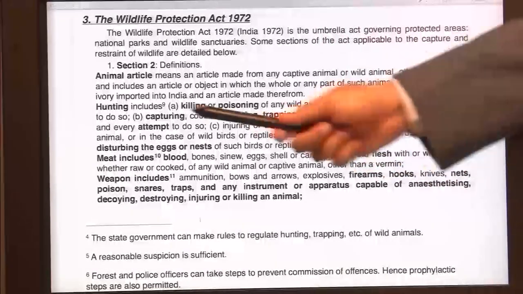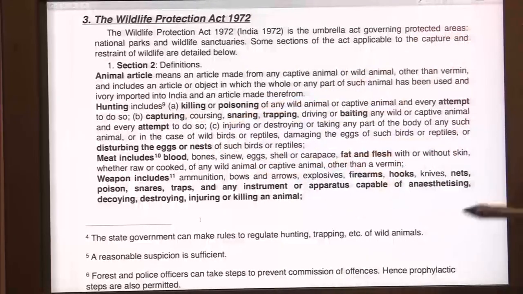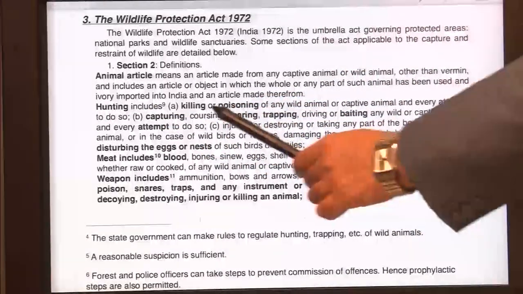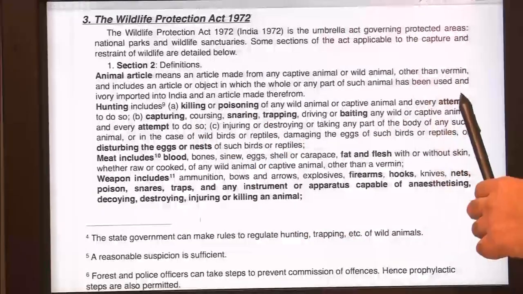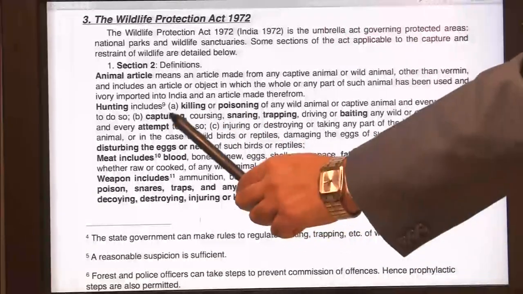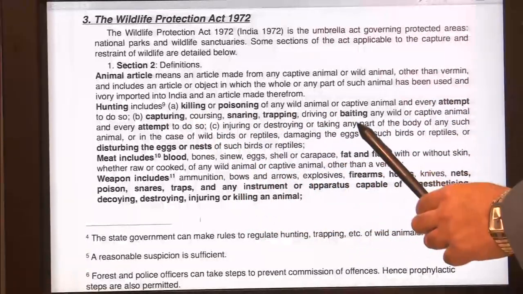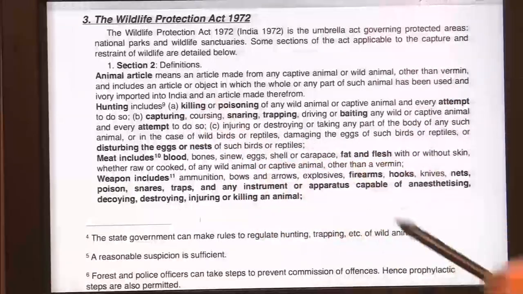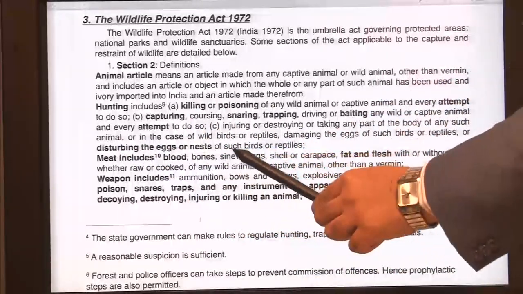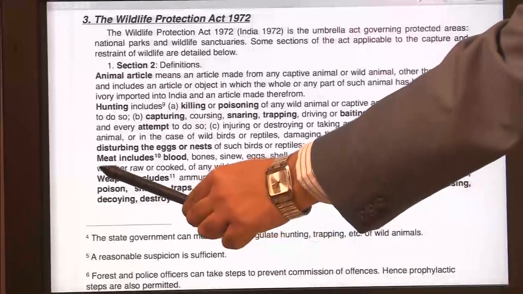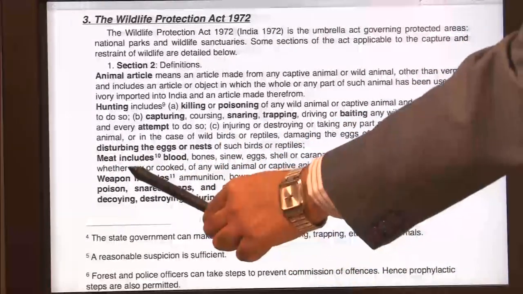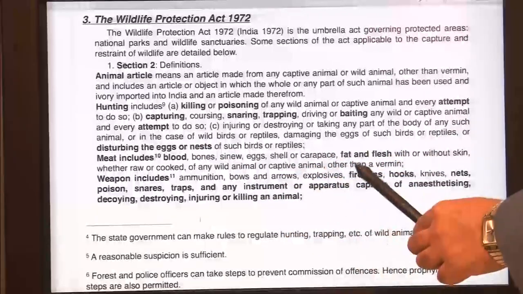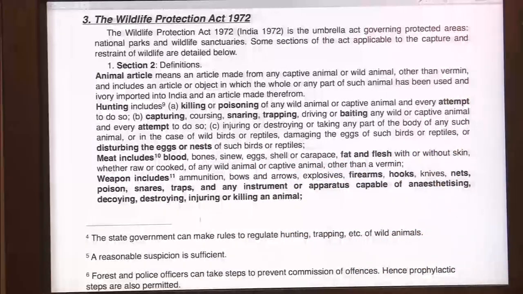Now, if you look at the definition of hunting under the Wildlife Protection Act, it includes killing or poisoning or any attempt to do that, capturing, snaring, trapping, baiting or any attempt to do that, disturbing the eggs or nest of birds. Then it also talks about meat, so meat also includes blood, fat and flesh of any animal. So basically, if somebody is taking out any tissue samples, then that person is taking out meat of an animal out of the protected area.